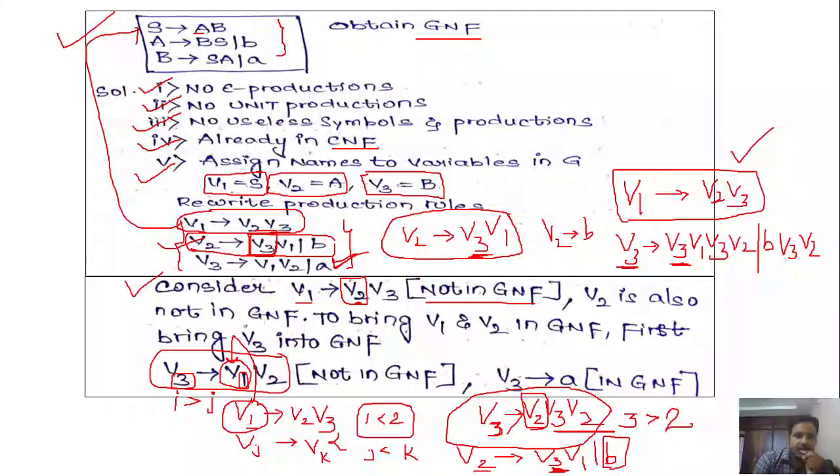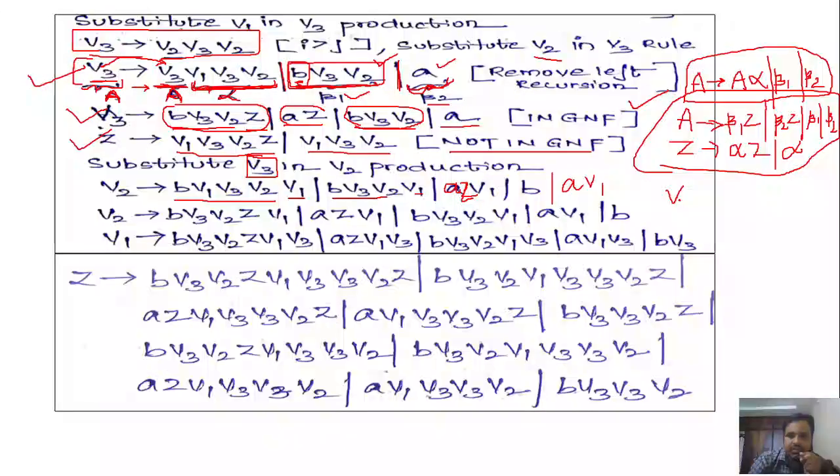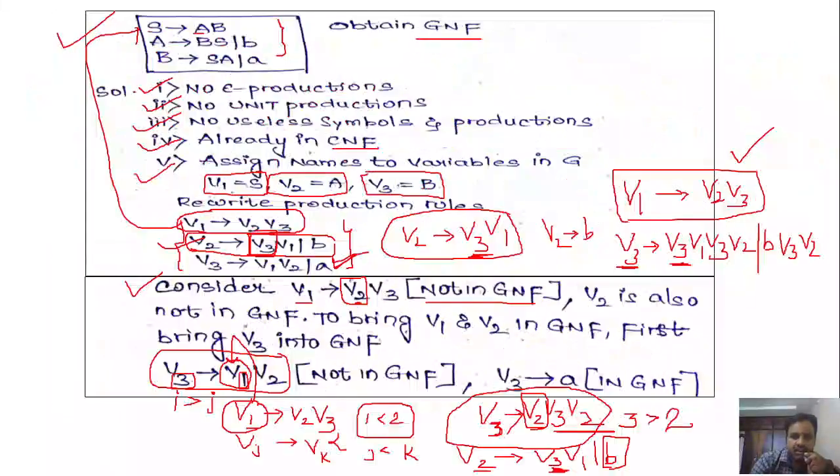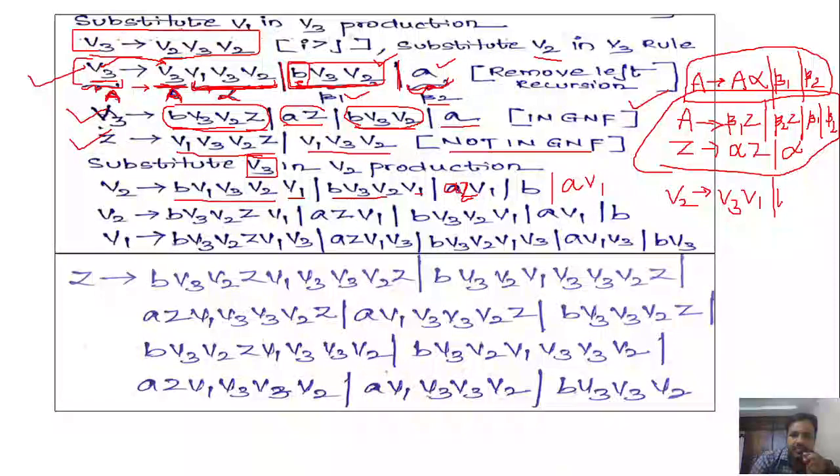So here, if you observe, the V2 production is like this: V2 denotes V3 V1 or small b, right? So what we are doing is substituting the V3 value here in the V2 rule, right? By doing this, V2 will become GNF, right? So what is the first V3 production? B V3 V2 Z. So we substitute here B V3 V2 Z, and this V1 will remain the same. This is one combination, right?